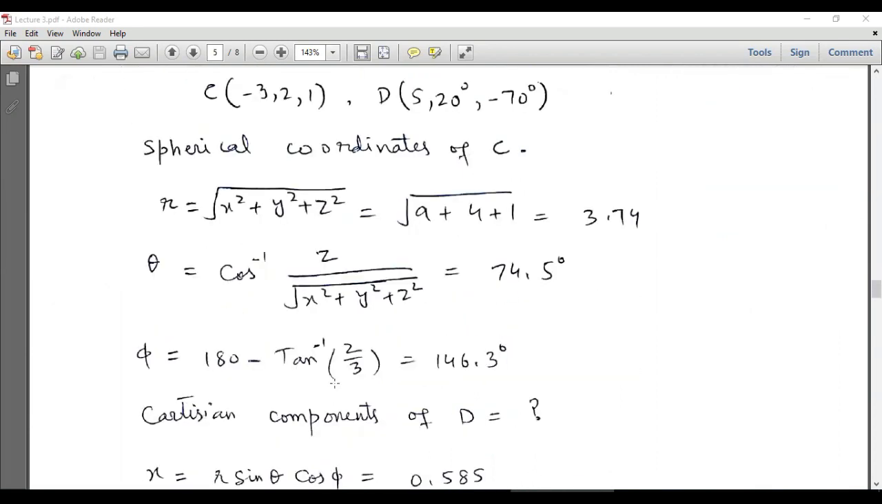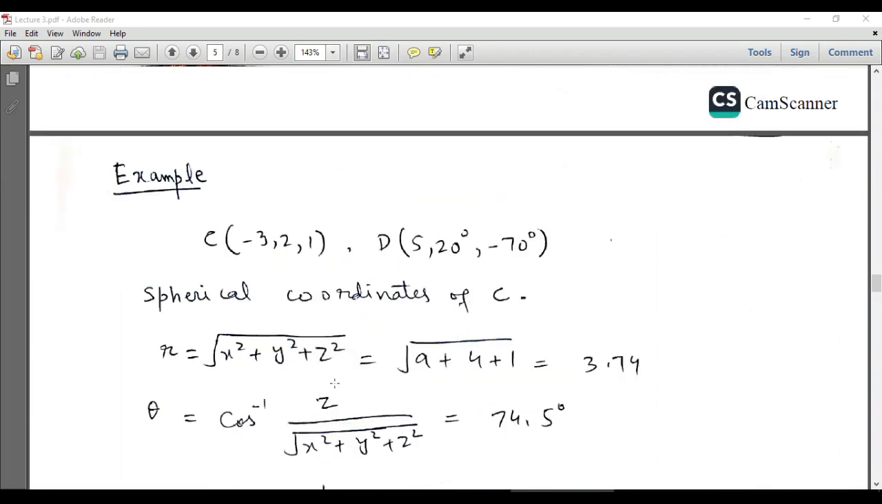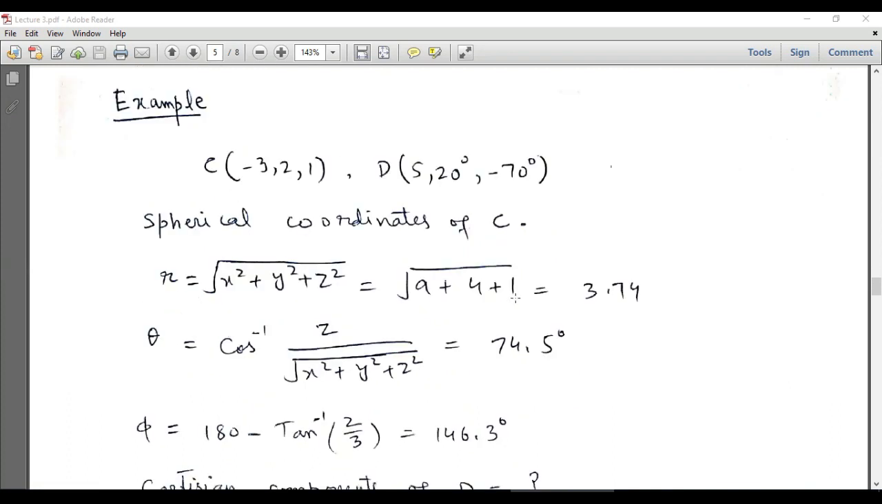Now we will solve a few problems to get a deeper insight into the spherical components and their transformation to Cartesian components. So this is our first point C, and its Cartesian coordinates are minus 3, 2, 1. And this is another point D, and its components are given in spherical coordinates. And we have to find out the spherical coordinates of C, so we will just calculate R, theta, and phi. And we know all the values of X, Y, and Z. So this is R, this is theta, and this is phi.